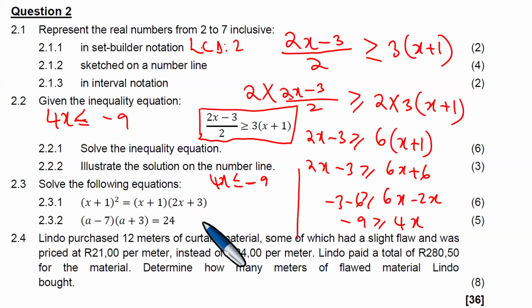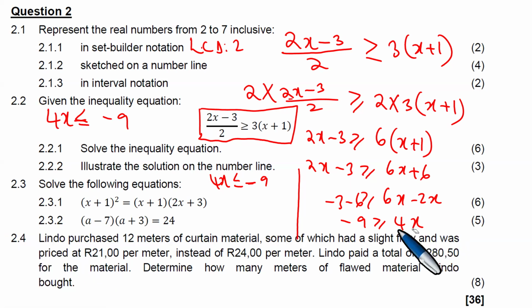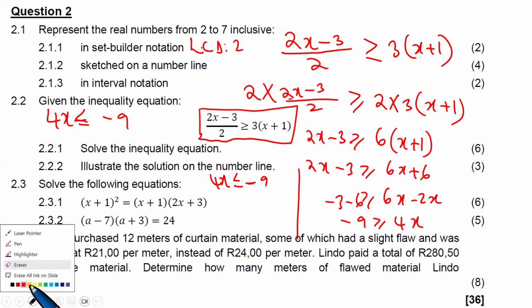I'm not too sure, but aren't we supposed to add them together and then remove the x? Okay, because where are we? We got to here, and we have minus 9 is greater or equal to 4x. You can still write it like that, or you can read it from right to left and say 4x is less or equal to minus 9. And then at that point, you attempt to solve for x.